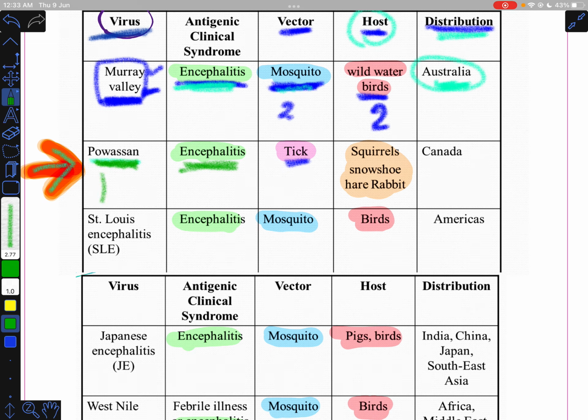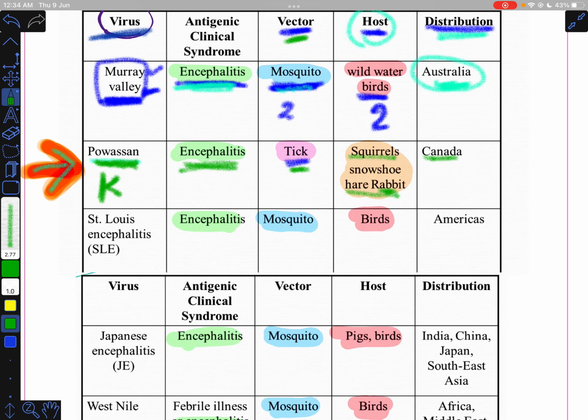Okay, what about the vector? Korea has a special type, different from the others, and also the population of Korea has a special shape, different from the others. So the vector is different from the mosquito, as we said; it is a tick. What about the host? The host is also different. Not, as we said, the bird, it is from the two exceptions, the squirrels and the snowshoe-haired rabbits.